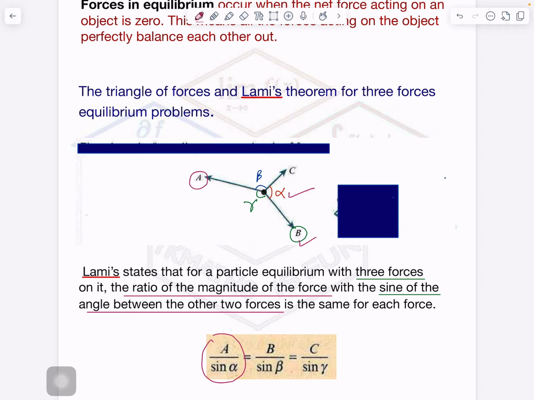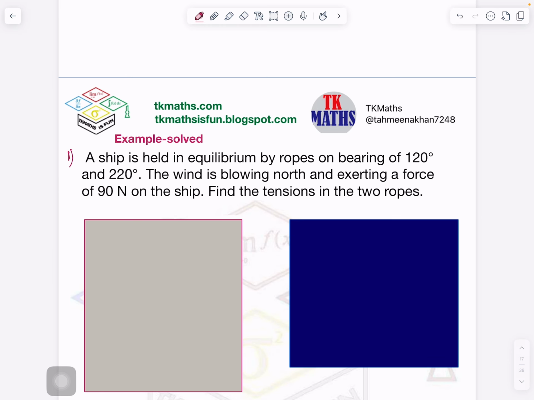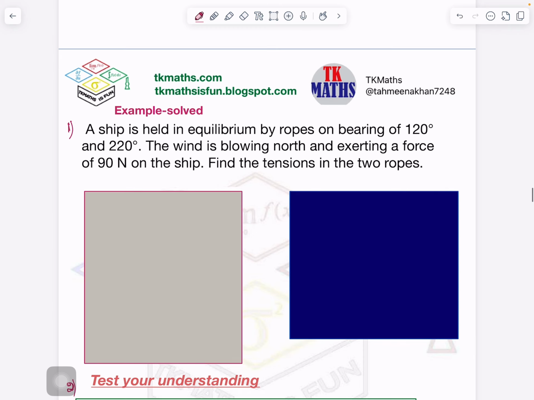Similarly, for force B, the angle opposite to it between the other 2 forces is beta, so it will be B over sine beta. And similarly, C over sine gamma. So all these ratios will be equal. Let's see one example here. At times you have to sketch first to understand it, so you should be ready for that also. Most of the time, the sketch is given to you.